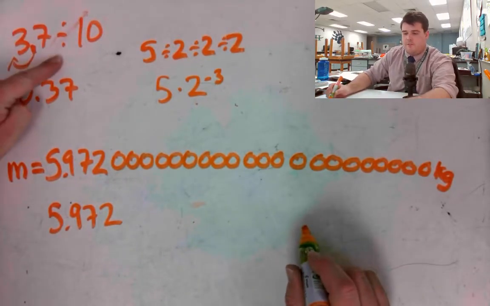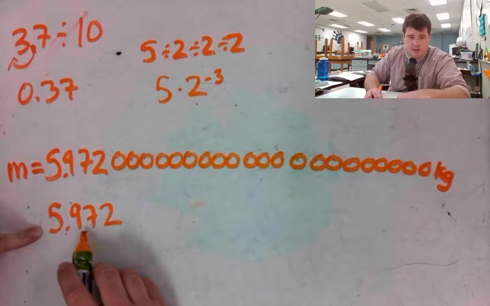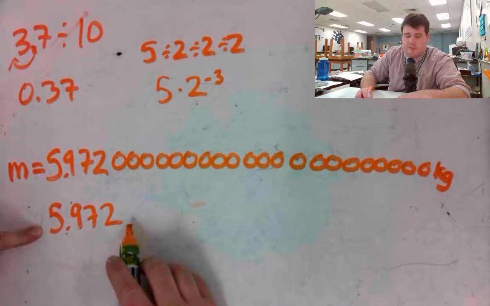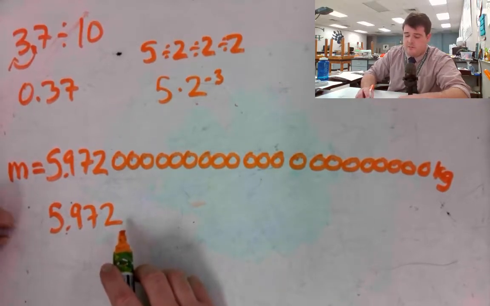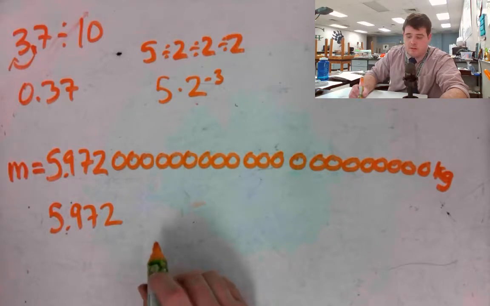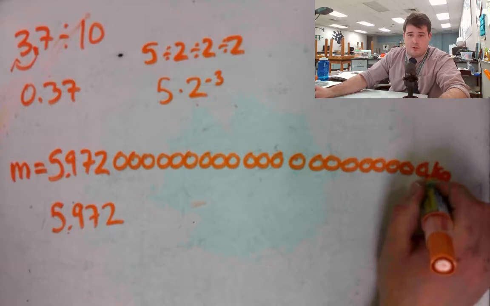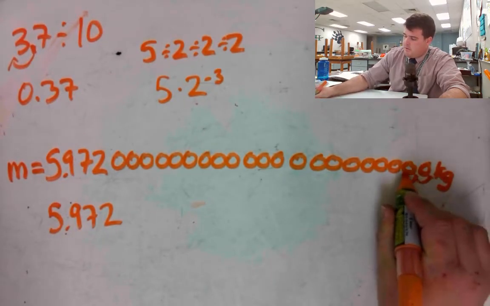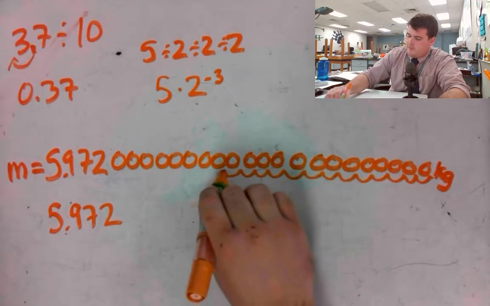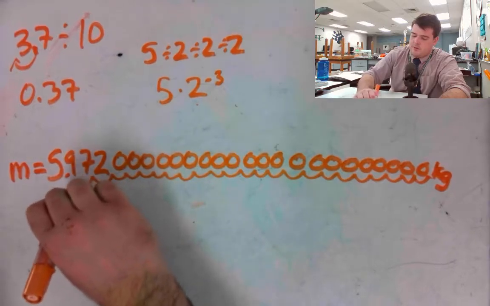Well, same thing. If I take this number and multiply it by 10, I get 59. Multiply it by 10 again, I get 597. Multiply it again, 5,972. The question is, how many times do I need to move the decimal point to get this big number? And I have to count. So the decimal point's right here at the end. I count 1, 2, 3, 4, 5, 6, 7, 8, 9, 10, 11, 12, 13, 14, 15, 16, 17, 18, 19, 20, 21, 22, 23, 24.